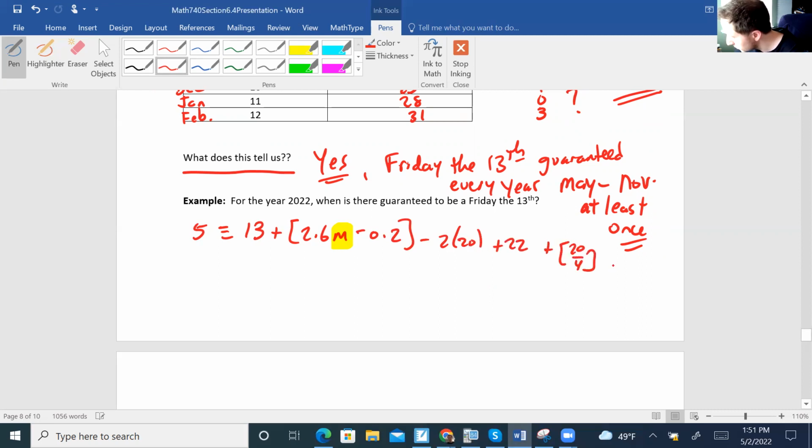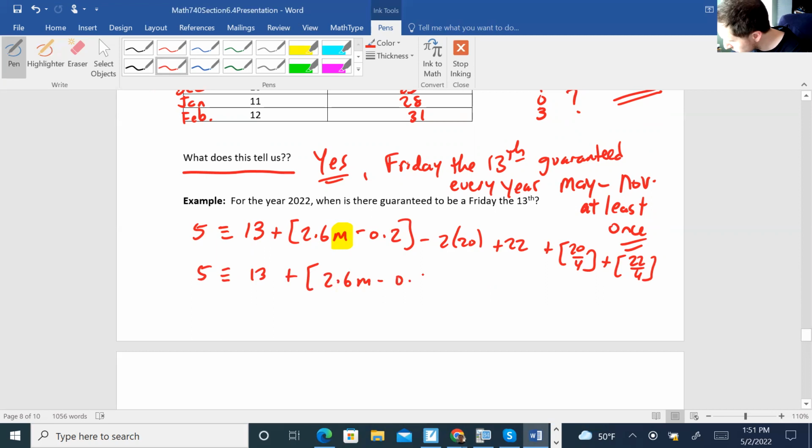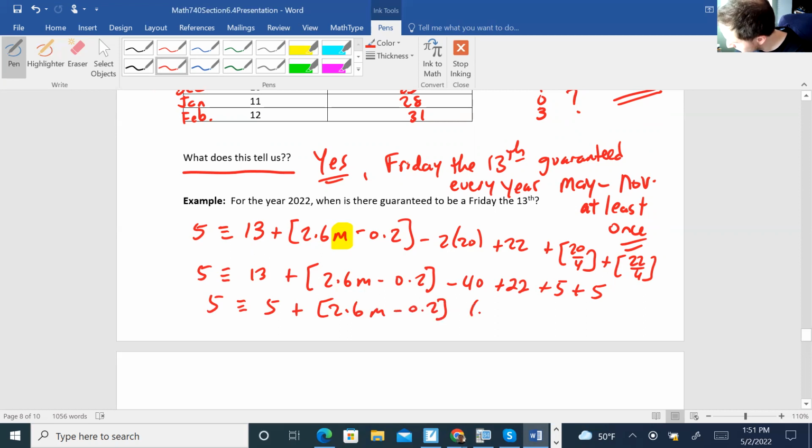I'm just using the algorithm from earlier. 20 over 4 plus 22 over 4. If you go through some of the reduction on this, you'll end up with 5 is congruent to 13 plus 2.6 m minus 0.2 minus 40 plus 22 plus 5 plus 5. And so I get 5 is congruent to 5 plus 2.6 m minus 0.2. This is all mod 7. And so subtracting 5 from both sides, I want to find the m value that produces 0 on the left-hand side. And so you can try this with some trial and error.